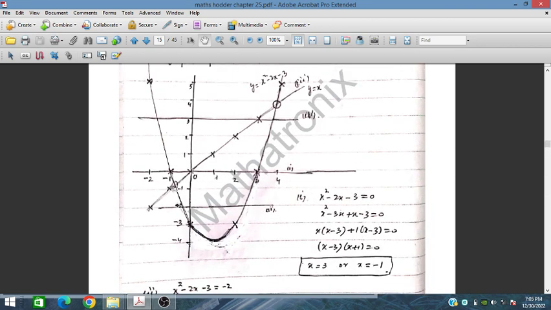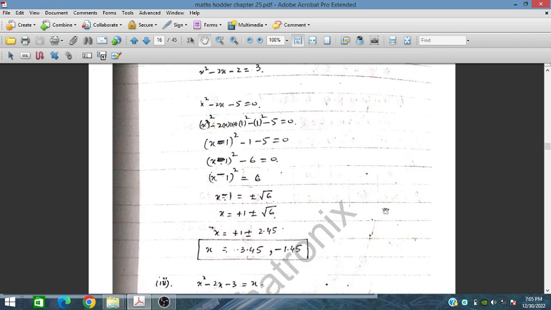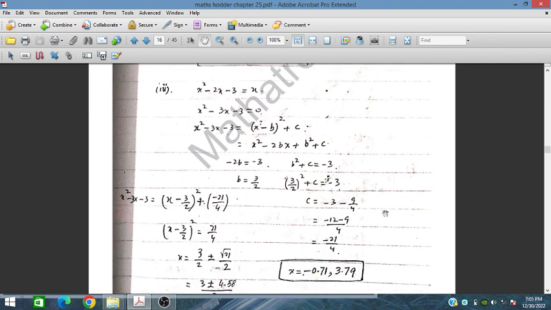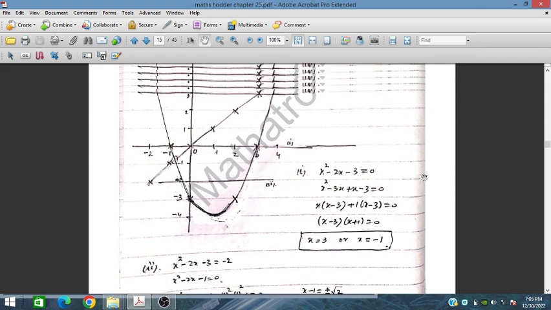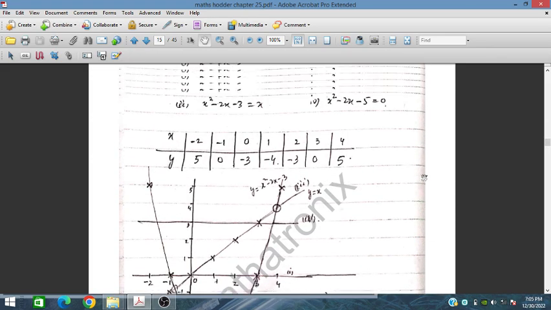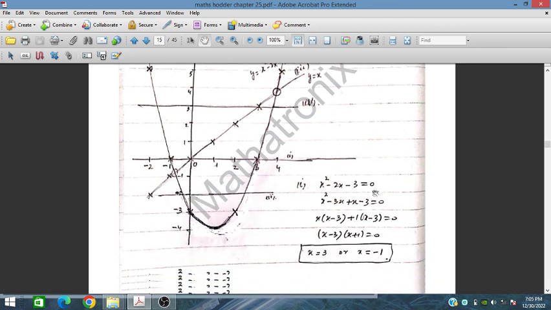So this is 0.79 and this is 3 point something, which is here, these two solutions. In the fourth part, we have x squared minus 2x minus 5. So this is minus 5 minus 3, and then added minus 2 here. So this is question number, part 4.